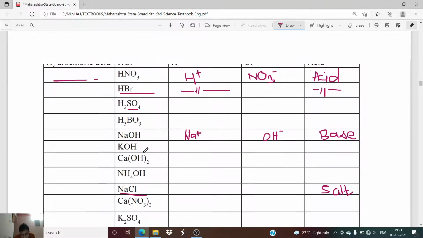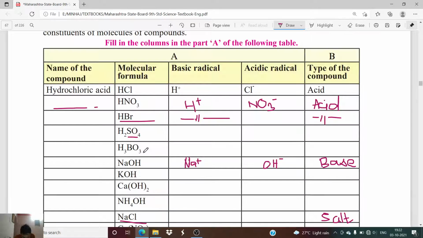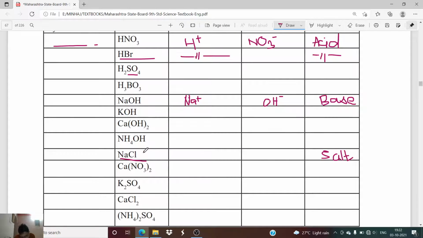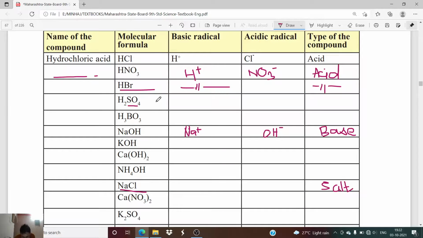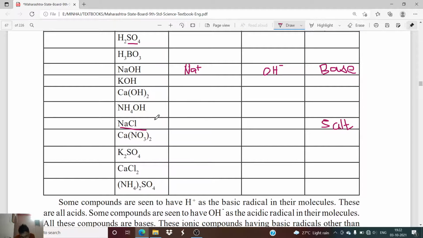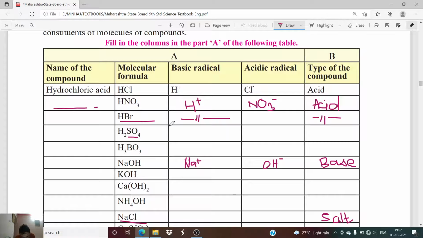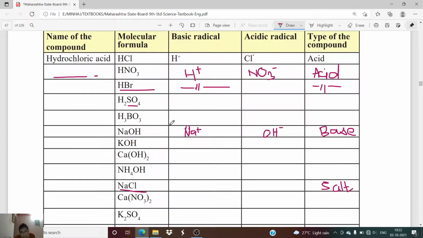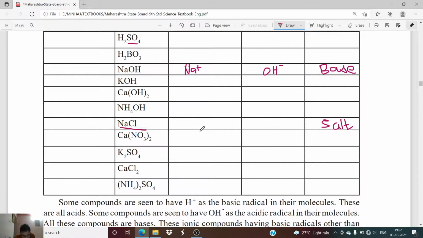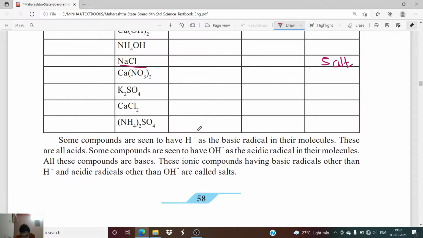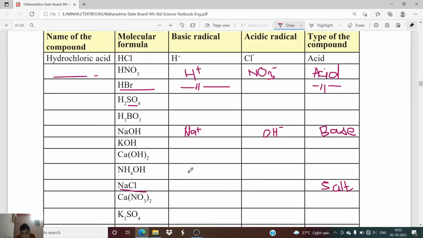So we have seen examples of acids, examples of bases, and examples of salts. What we have come to know by studying all this is that in an acid you will find H plus as the basic radical, in a base you will find OH minus as the acidic radical, and if in the compound there is neither H plus nor OH minus, that means the compound is a salt. So this is about the salts.